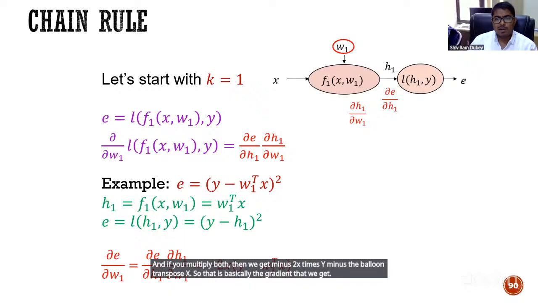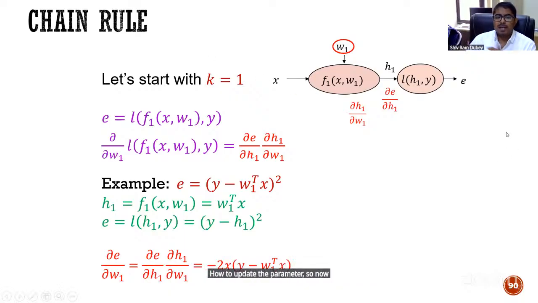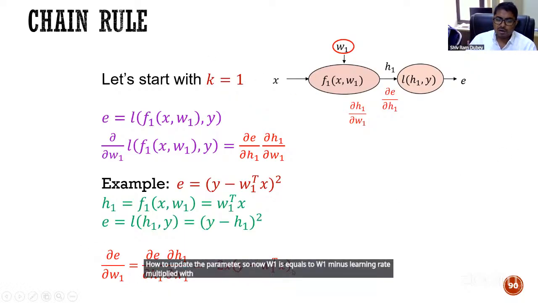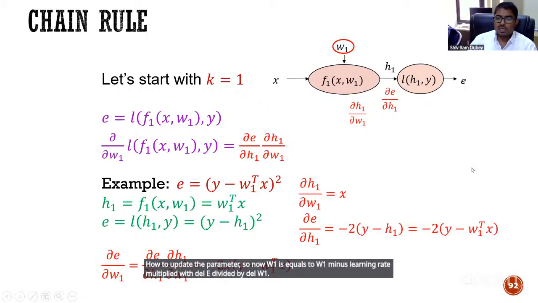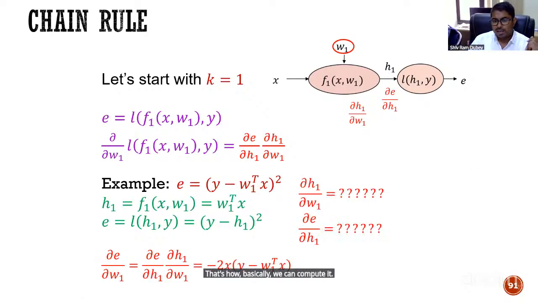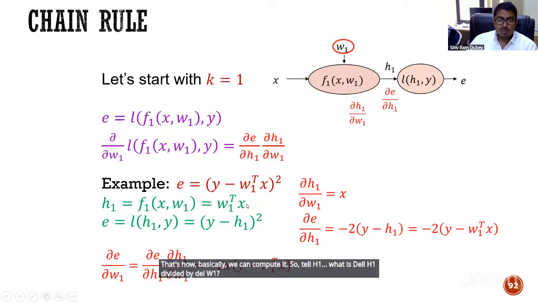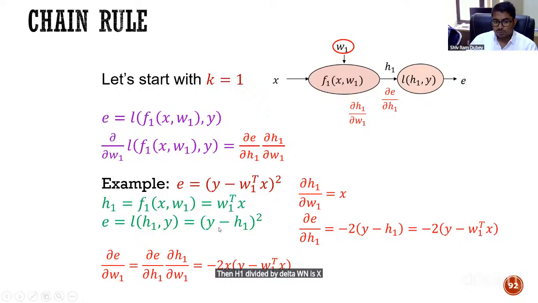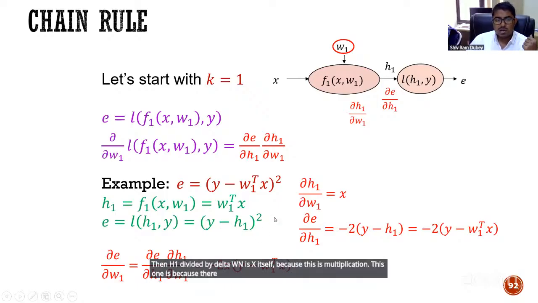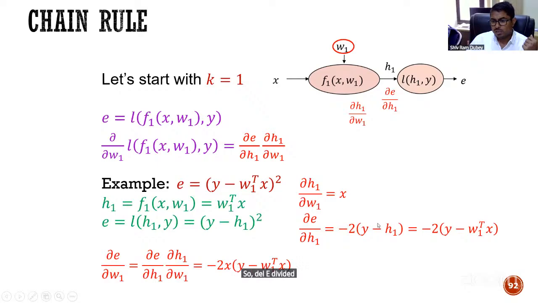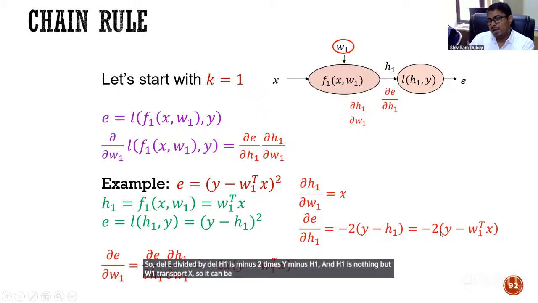How to update the parameter? Now W1 is equal to W1 minus the learning rate multiplied with del E divided by del W1. That's how we can compute it. So what is del H1 divided by del W1? It is x itself, because this is a multiplication. And del E divided by del H1 is minus 2 times (y minus H1), because there is a square, and H1 is nothing but W1 transpose x. So it can be written as minus 2 times (y minus W1 transpose x). If you multiply both, we get this term.